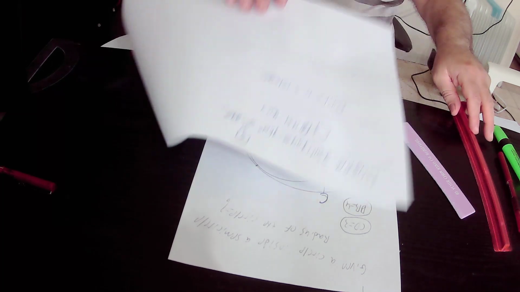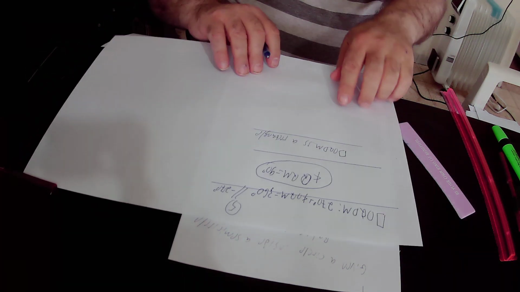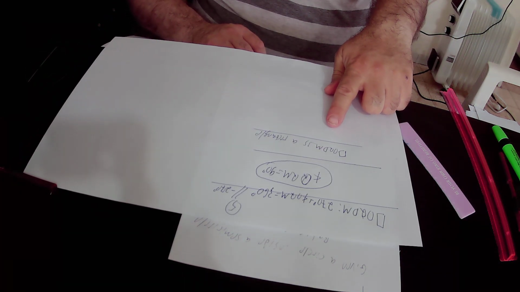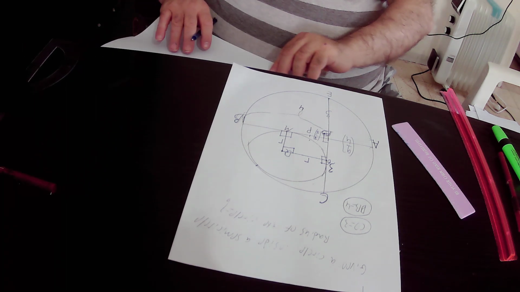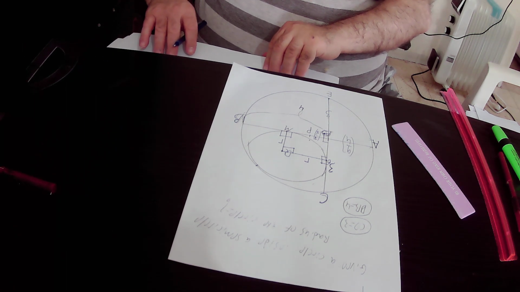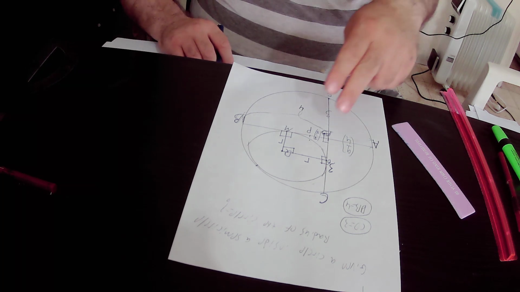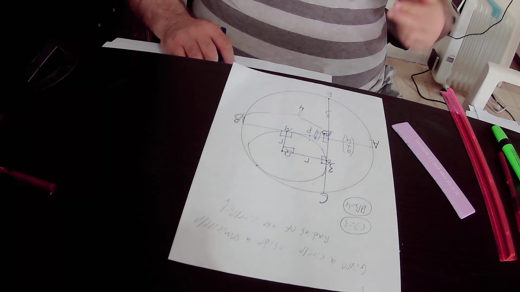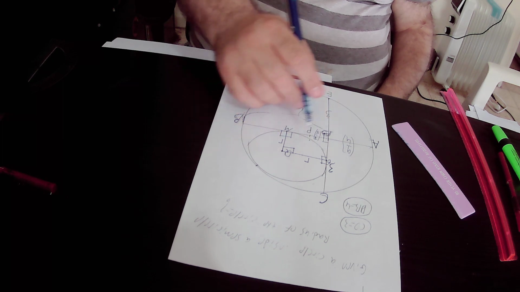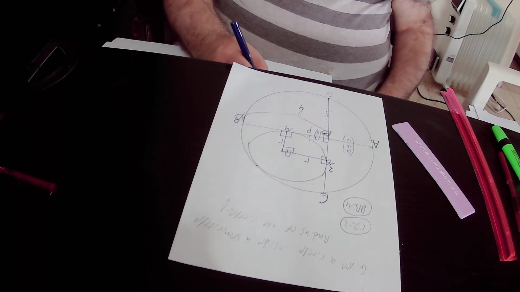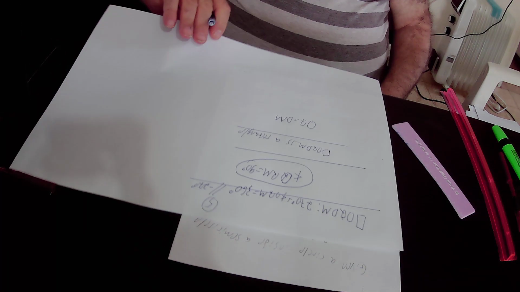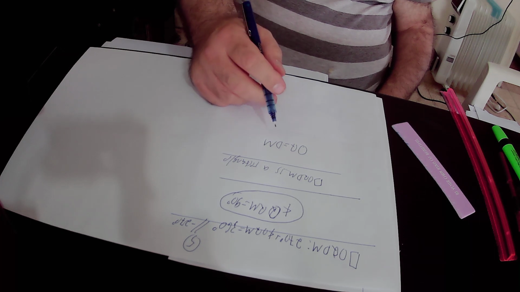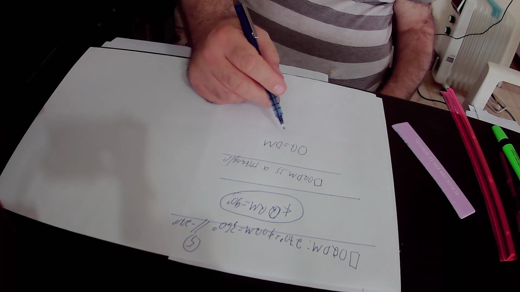Okay, quadrilateral OQDM is a rectangle. But we know that the opposite sides of a rectangle are equal to each other. So the opposite sides of rectangle OQDM are equal to each other. That is to say, OQ equals DM. According to the rule that the opposite sides of a rectangle are equal to each other, we get that in rectangle OQDM, OQ equals DM.